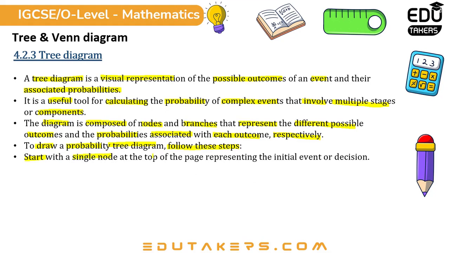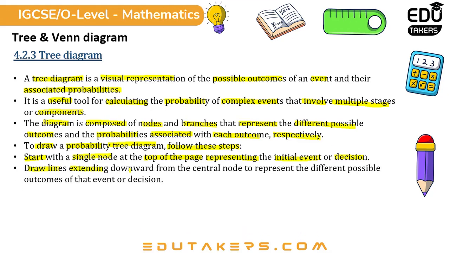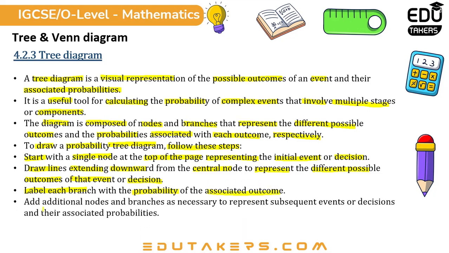Start with a single node at the top of the page, representing the initial event or decision. Draw lines extending downward from the central node to represent the different possible outcomes of that event or decision. Label each branch with the probability of the associated outcome. Add additional nodes and branches as necessary to represent subsequent events or decisions and their associated probabilities.